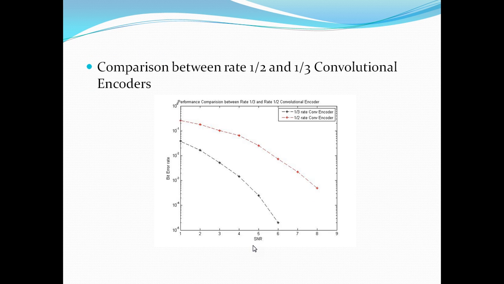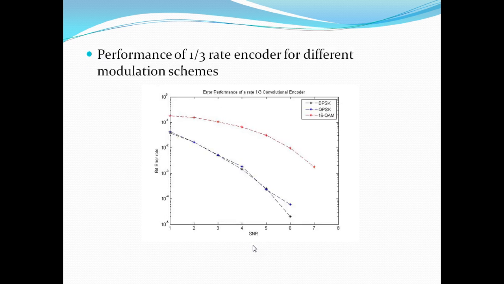This plot shows the comparison between the rate 1/2 and 1/3 encoder. It can be seen that the 1/3 encoder gives better performance compared to the 1/2 encoder. Generally, encoders of up to 1/8 are considered, unless in the case of deep space communications where up to 1/100 convolutional encoders are used.